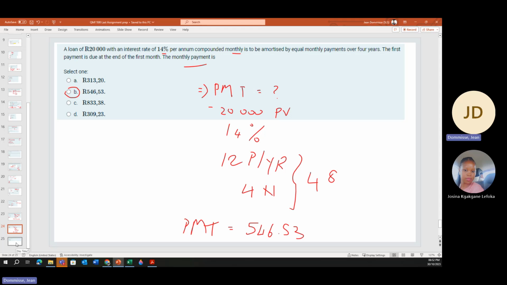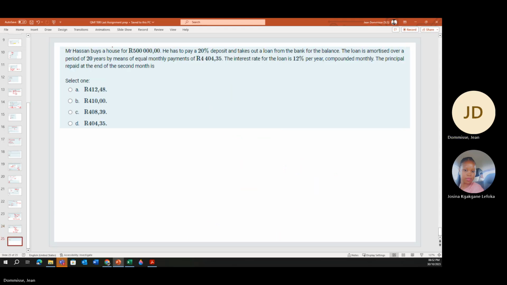Cool. And then the last one. Buys a house. Okay, so this is nearly very similar to the car one that we had. He buys a house for 500,000 and has to pay a 20% deposit. Let's say 500,000 times 20%, so it's 100,000. So he takes out a loan for 400,000.